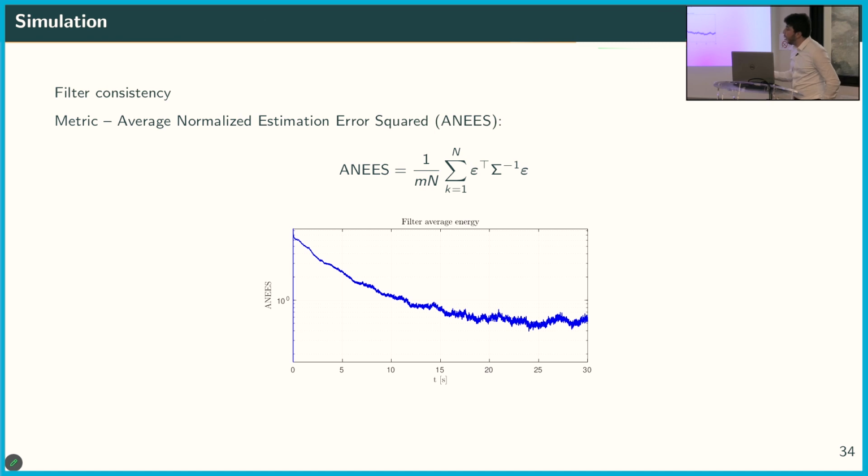So in order to evaluate the consistency of our filter in this case, we compute what we call the ANIS, which is the average normalized estimation error squared. And this gives us information on whether this filter is actually capturing the distribution of the estimate or not. And we can see that the ANIS of this filter actually converges slightly below the value of 1. And in general, we want this ANIS to be equal to 1. So this is sort of the ideal value that we want.